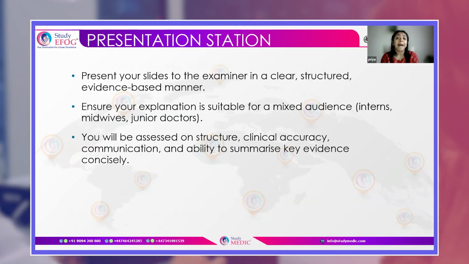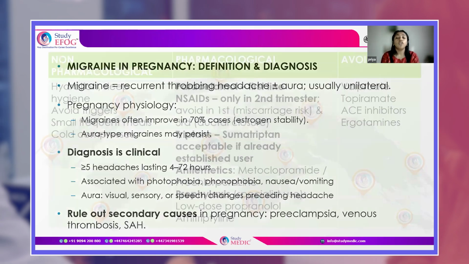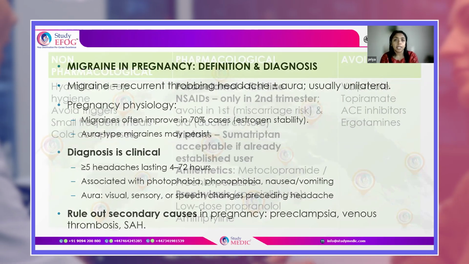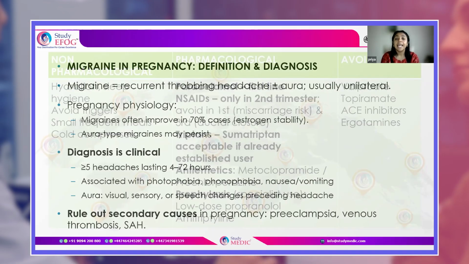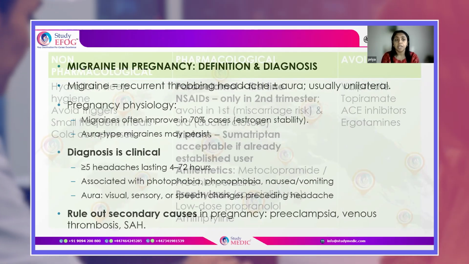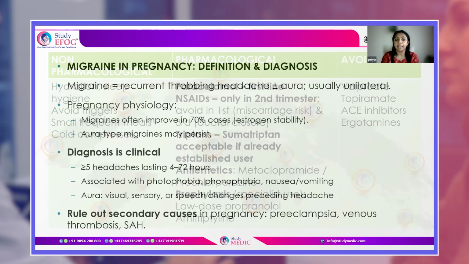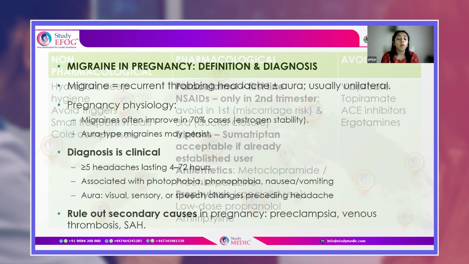Now, coming to the management of migraine, we have non-pharmacological, pharmacological, and certain things that we really need to avoid. What are the non-pharmacological methods we can use here? Giving the woman proper hydration. Hydration plays a key role, especially in pregnancy. Dehydration can cause migraine. Sleep hygiene, and avoid triggers.